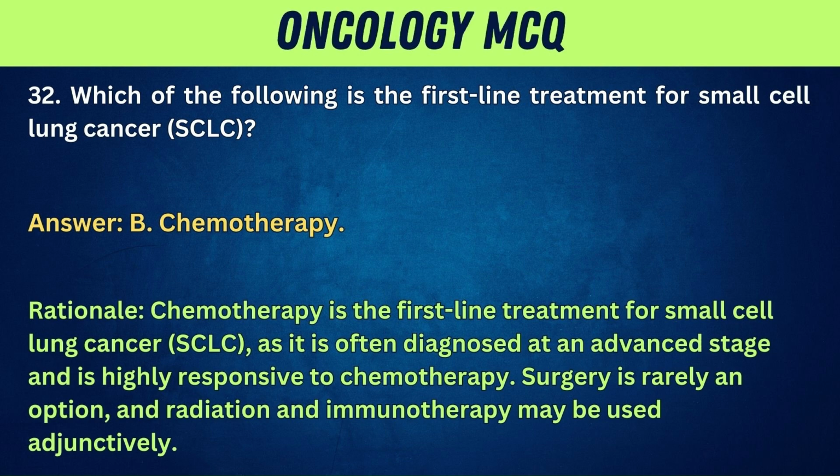Chemotherapy. Rationale: chemotherapy is the first-line treatment for small cell lung cancer, SCLC, as it is often diagnosed at an advanced stage and is highly responsive to chemotherapy. Surgery is rarely an option, and radiation and immunotherapy may be used adjunctively.